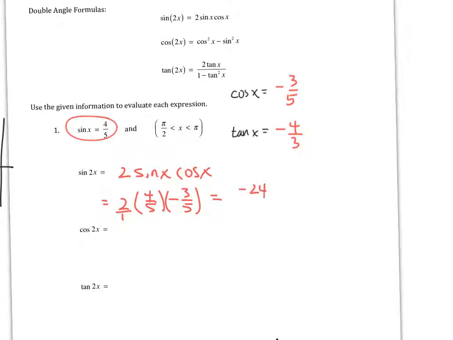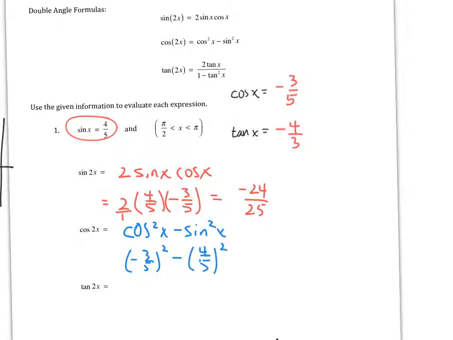Negative 24. What's 1 times 5 times 5? 25. Okay? It's probably easier than typing it in your calculator. All right, so cosine of 2x is a little bit more complicated only because you're going to be doing some squaring. It's cosine squared x minus sine squared x. So now that we know what cosine is, it is negative 3/5 squared minus 4/5 squared.